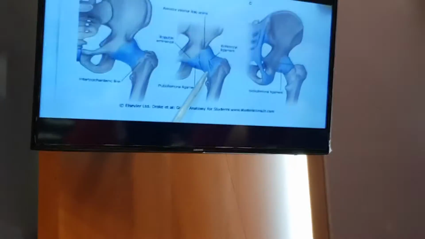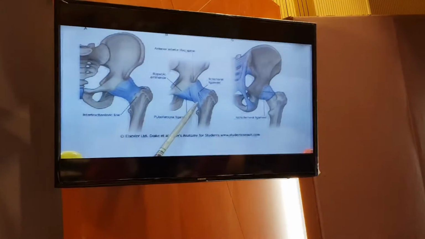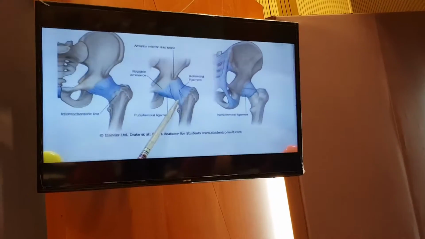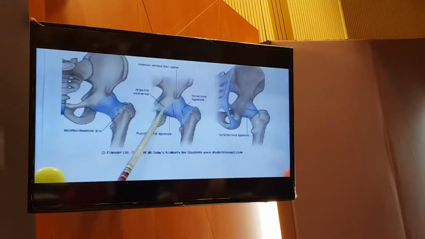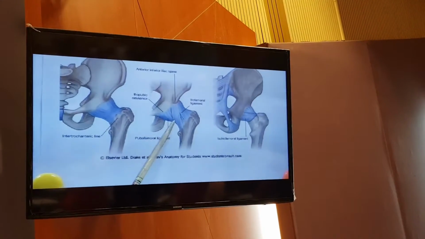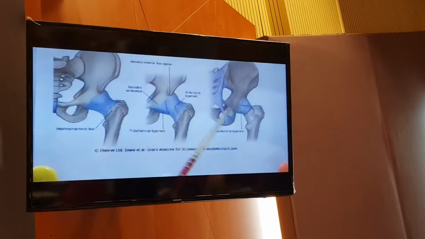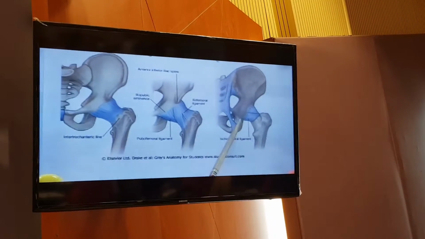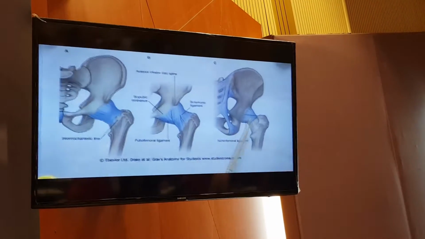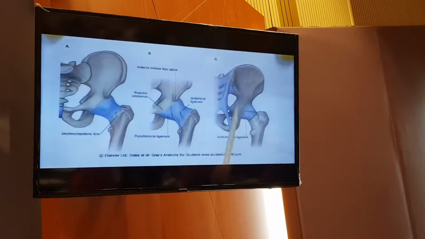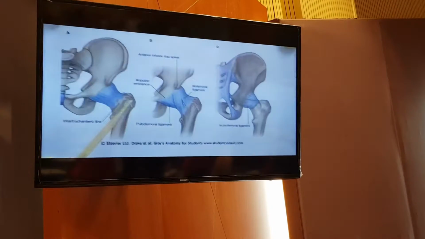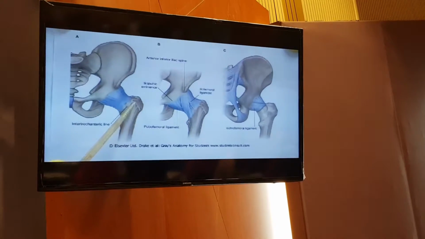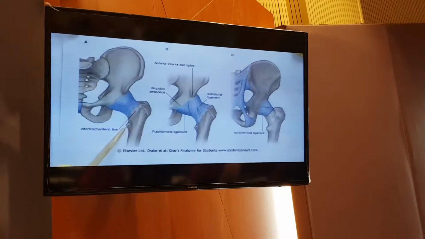And another one coming from the pubic part of the hip bone is pubofemoral ligament. Another one coming from, now looking from behind, coming from the ischial part of the hip bone is called ischiofemoral ligament. If you see very carefully here, this is greater trochanter, this is lesser trochanter.